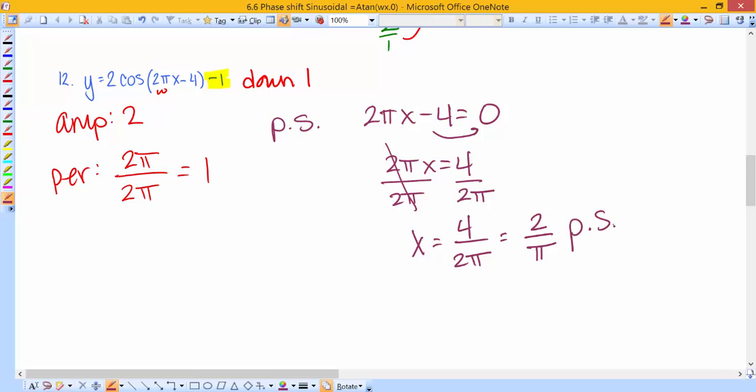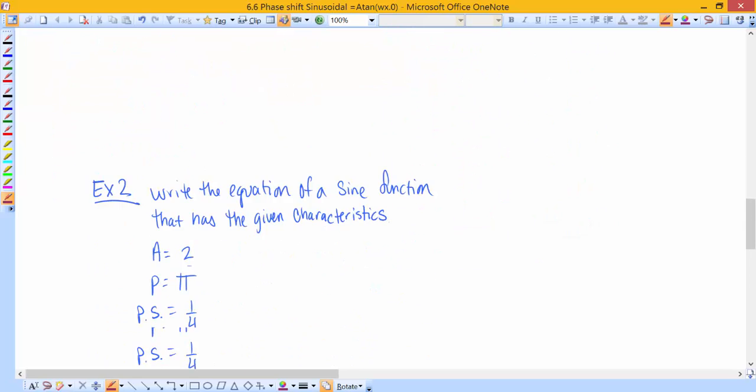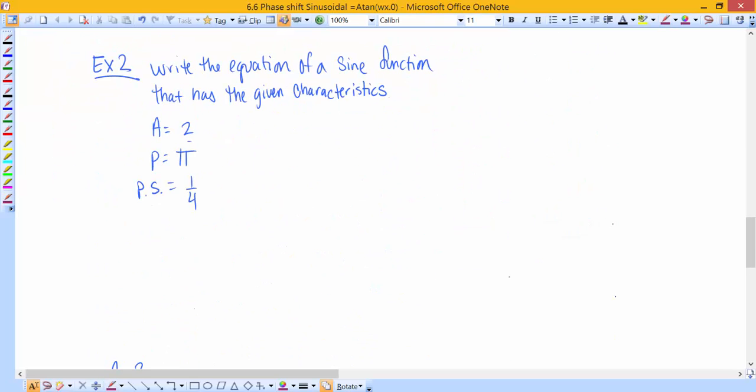Again, I would want to convert that to a decimal so I can figure out about where that phase shift would end up being. All right, that takes care of our first example. We have one more example to go.